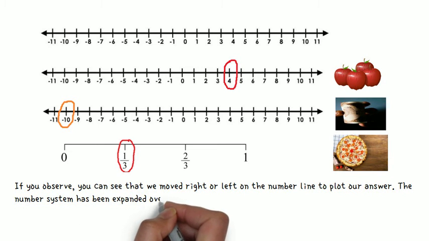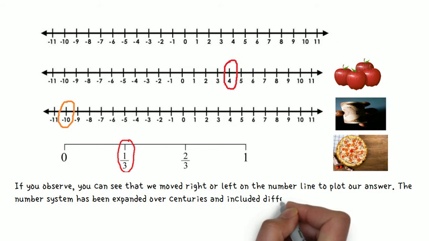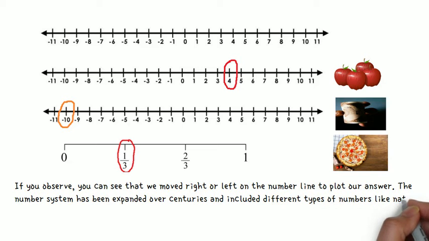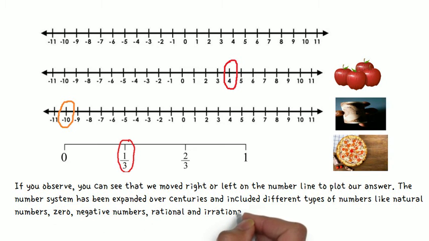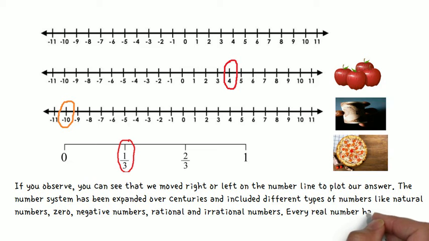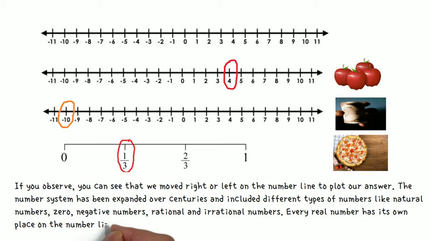The number system has been expanded over centuries and included different types of numbers like natural numbers, zero, negative numbers, rational and irrational numbers. Every real number has its own place on the number line. But where can we place the square root of minus 1 on the number line? At first, what is the square root of minus 1?